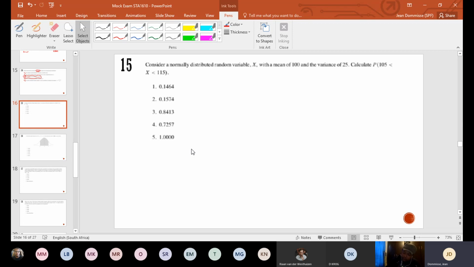Consider a normally distributed random variable x with a mean of 100 and a variance of 25. Calculate the probability that x is between 115 and 105.